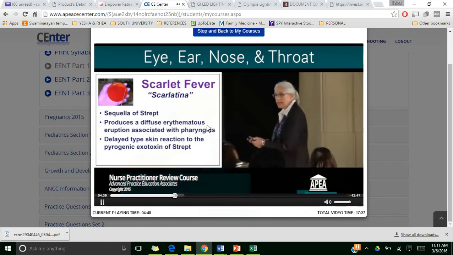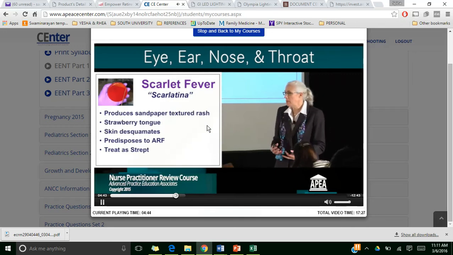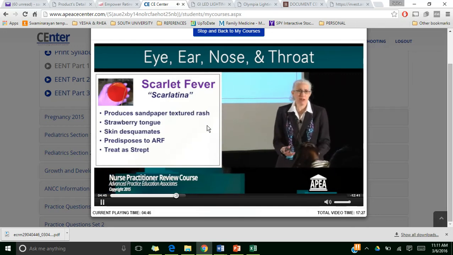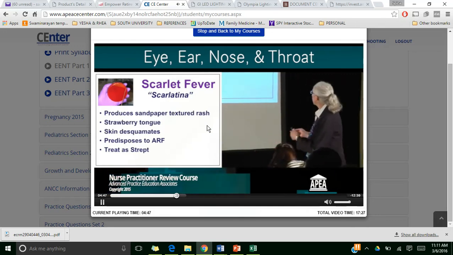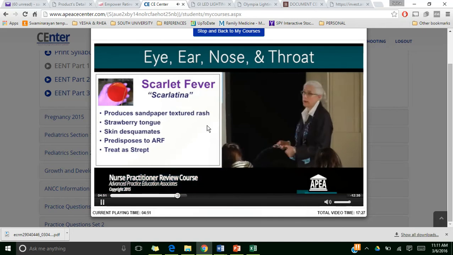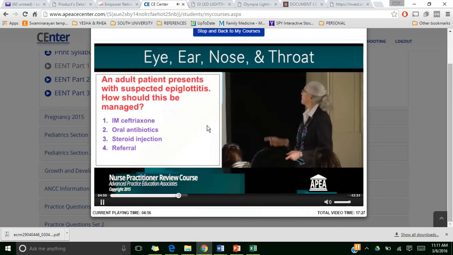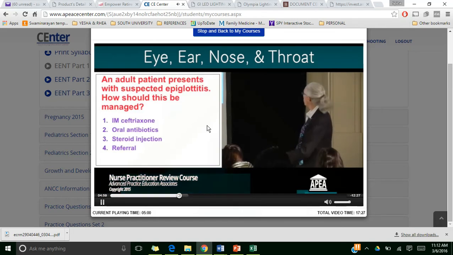Bad, right? How should this be managed? You want me to tell you something right now? You better get them out of your clinic pretty damn quick. How come? You got to get them out of your clinic because if they've got epiglottitis, they always risk abrupt airway closure. And you know what I tell the students I precept?